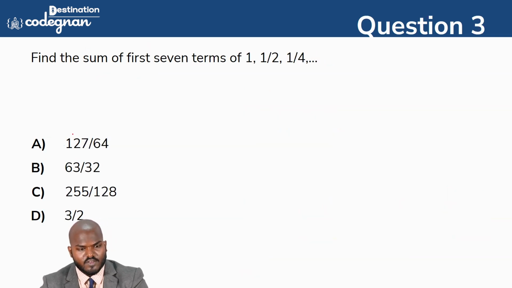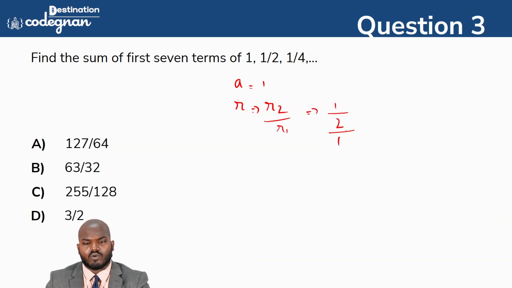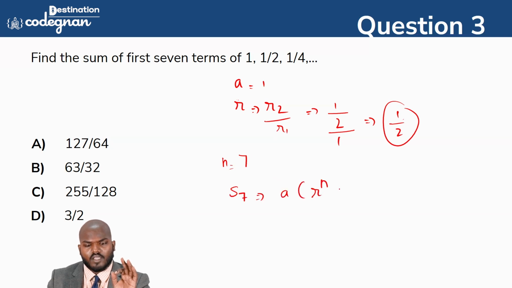The sum of the first 7 terms here. It is coming with the ratio. How can we sort this out? Same as before: A is equal to 1, and R is equal to R2 by R1. R2 gives 1 by 2 over 1, and if you solve this, it gives you 1 by 2 only. Now you want to find the sum of 7 terms, so n is equal to 7. I'm using the formula S7 is equal to A times R power n minus 1 by R minus 1, that's what you can write here.